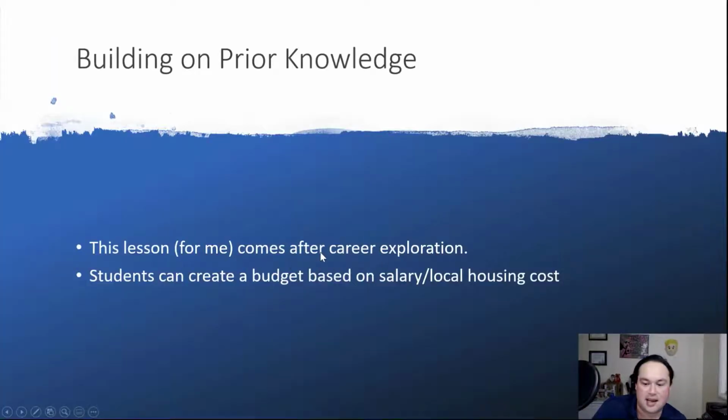this lesson, again, I said this previously, it comes after career exploration. I would have them make a budget based on what their annual salary is and what their local housing cost is. So in my classes that I teach, I can tell you for sure this year, my kids are going to be making homes in 3D, right? And we talk about cost per square foot. And they would make some budget choices based on that.